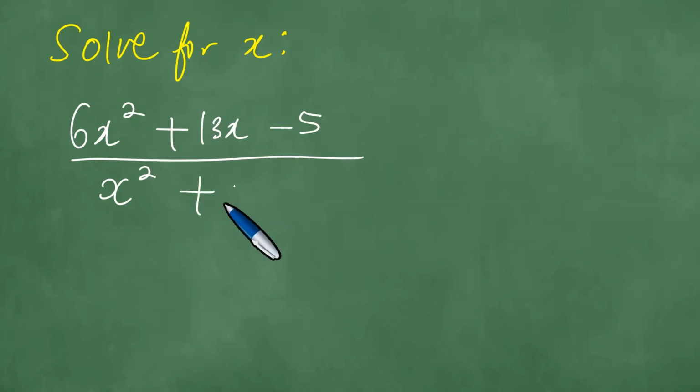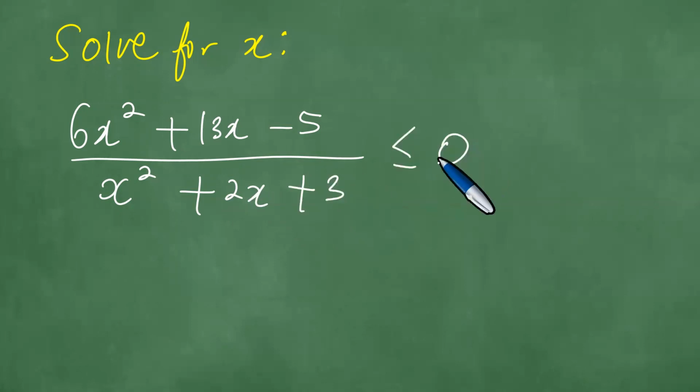Plus 2x minus plus 3, which is less or equal to 0. Okay, so this is one question we need to solve for x, so you need to try your best there.